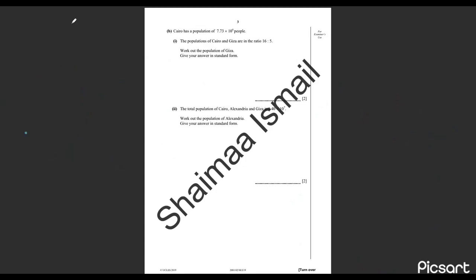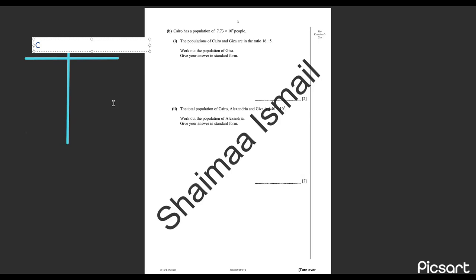So we have to say Cairo and Giza. So we say here the abbreviation for Cairo is C, and the abbreviation for Giza is G. So we say C to G. We have a ratio, so Cairo here has a ratio of 16 to 5. And make sure that we start with Cairo in the same order: Cairo to Giza, Cairo to Giza.